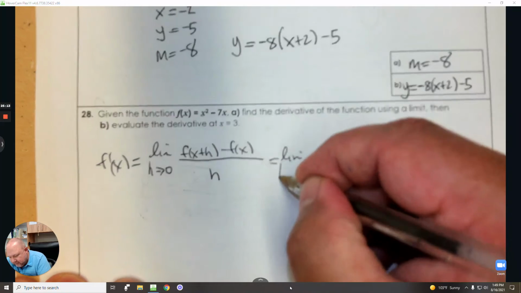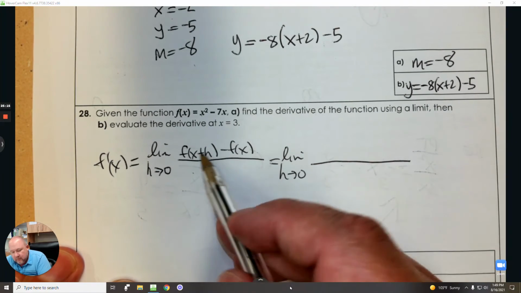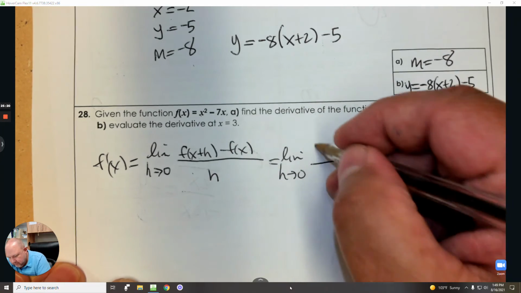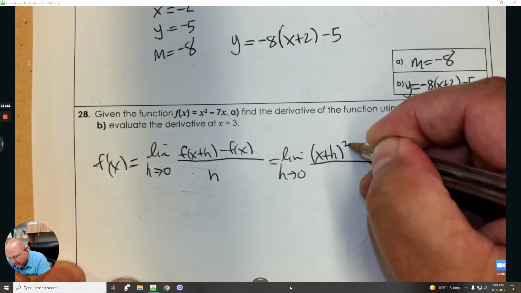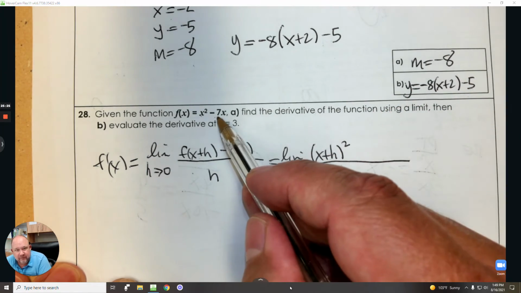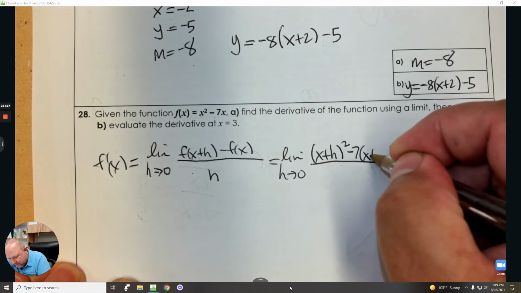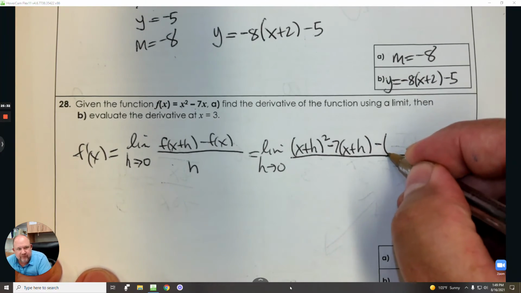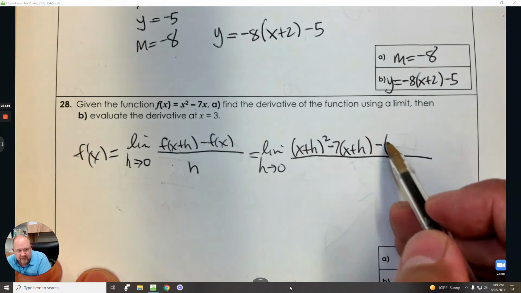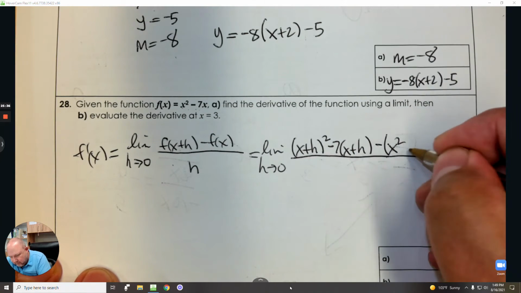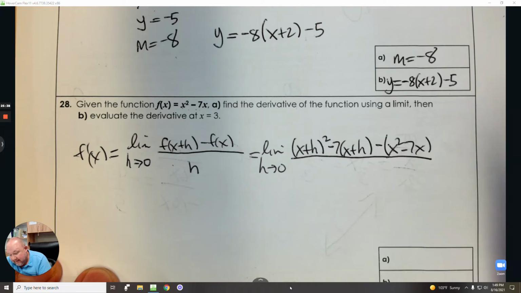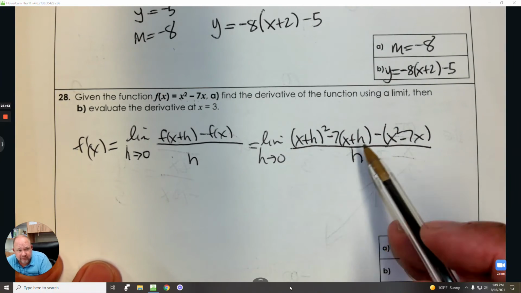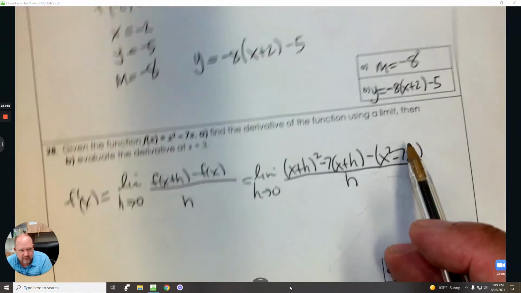So the limit as h approaches 0. We're first going to substitute x plus h in for x. So it'd be x plus h squared, and then minus 7, and then again x plus h. And then we're going to subtract. We're going to use parentheses, and then I'm just going to put the function inside the parentheses. That's x squared subtract 7x. And then the denominator is just h. And we're going to use algebra to remove the discontinuity and then find the derivative.